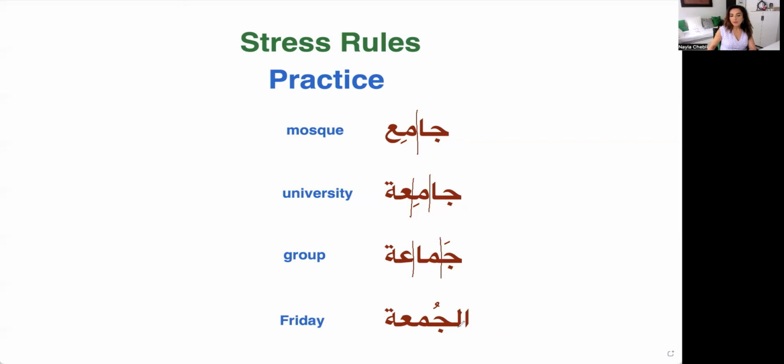And the last one, Friday. I have two syllables. The L here is not considered as a syllable because you have to say it as, you don't say El Jum'a, you say Ijjum'a. Ijjum'a. Because the jim is a sun letter, you don't pronounce the L. Okay, so it's not counted as a syllable.